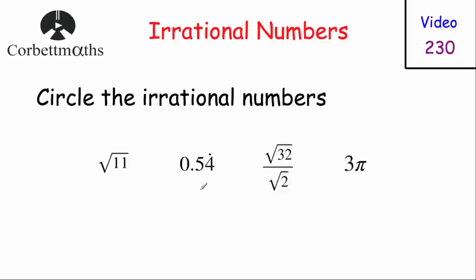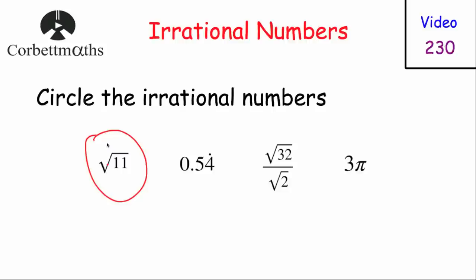I'm just going through this because in the M8 list, this is one of the first number topics listed. So we've got the square root of 11. If you do the square root of 11 on your calculator, you'll see that the answer is 3.31662479 and so on. It doesn't have a pattern, therefore we can't express it as a fraction. So that is an irrational number.